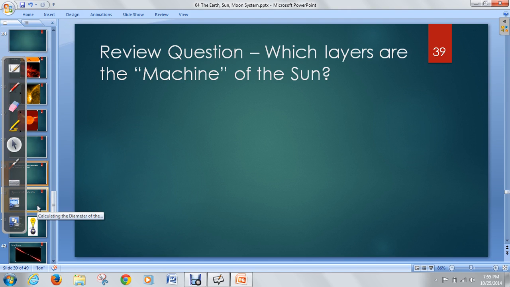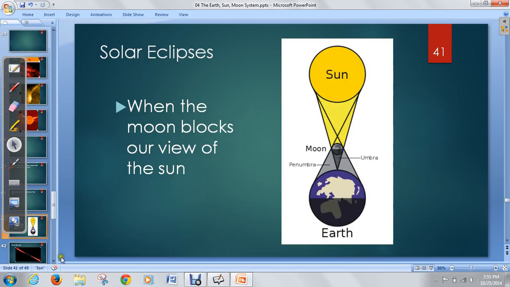All right, then the next thing we talked about is we're just going to finish up with some of the other Earth, sun, and moon phenomena, and one of those is eclipses. A solar eclipse is when the moon blocks our view of the sun.